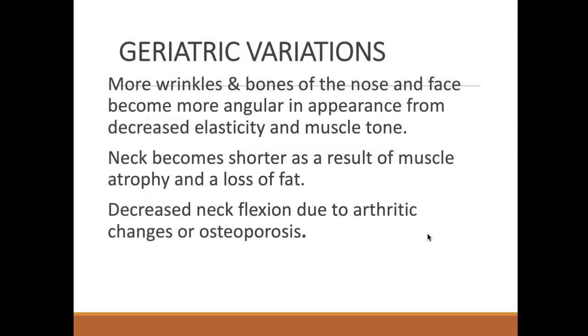Some of the geriatric variations: they get more wrinkles and more prominence of the bones of the nose and face. They lose some muscle tone and some of the elasticity in their skin. The neck may become a little bit shorter because of muscle atrophy and loss of fat, and also because of changes in the cervical spine and decreased flexion, because of arthritic changes and or osteoporosis. And you typically see that in women post-menopausal and also in men.